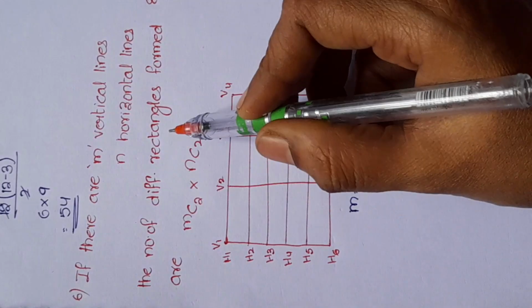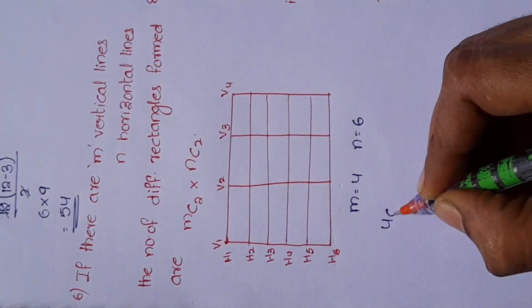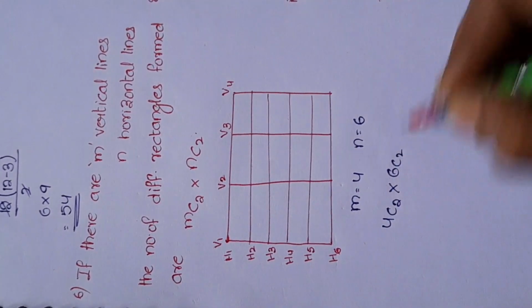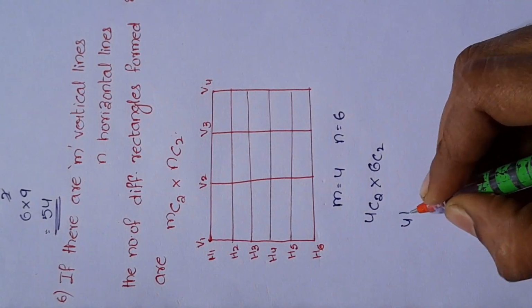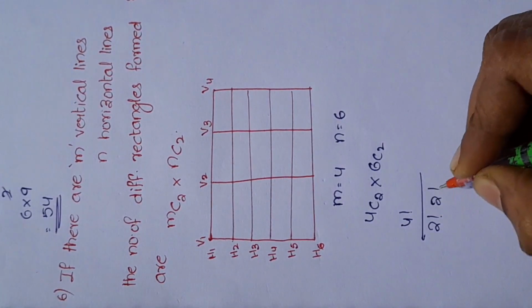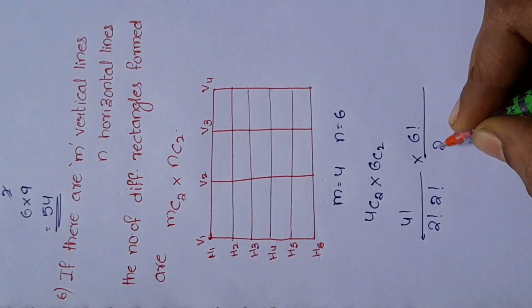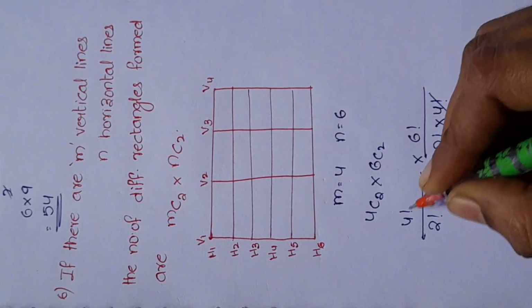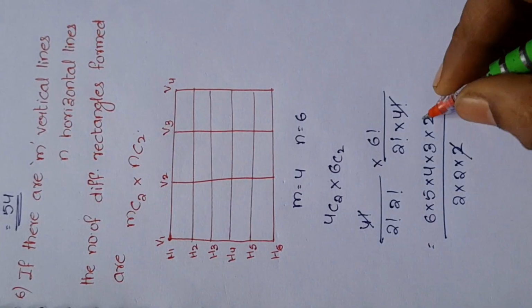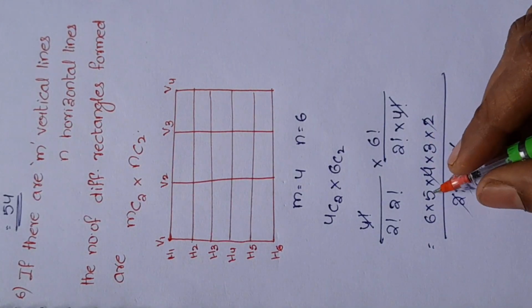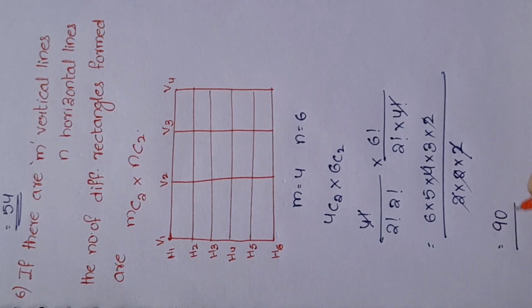Now, to find the number of different rectangles formed, the formula is 4C2 into 6C2. That is 4 factorial by 2 factorial into 2 factorial, into 6 factorial by 2 factorial into 4 factorial. Now cancelling this, 5 sixes are 30, 3 thirties are 90. So the number of different rectangles formed is 90.